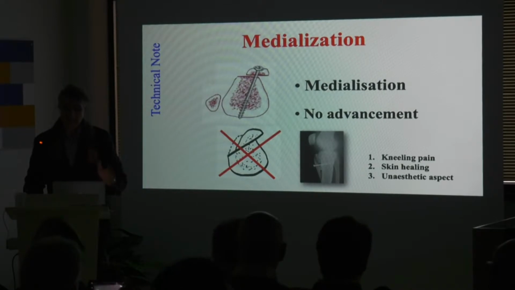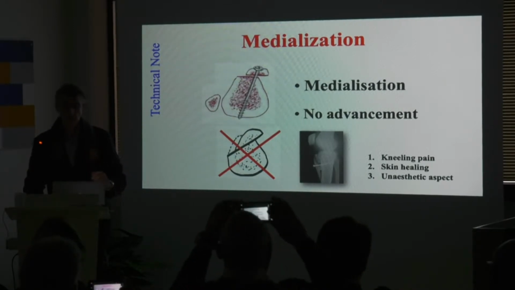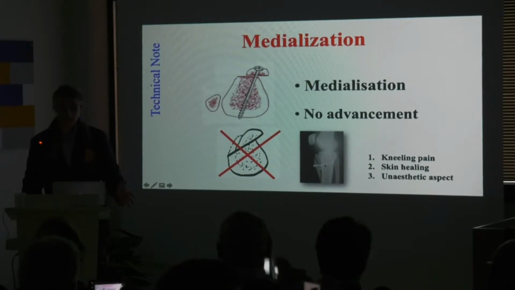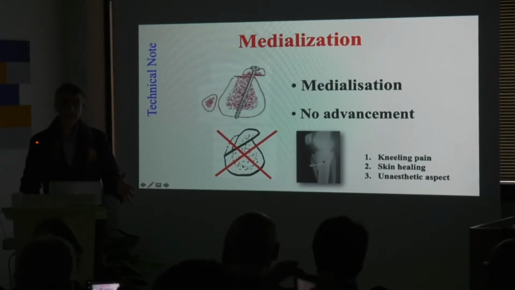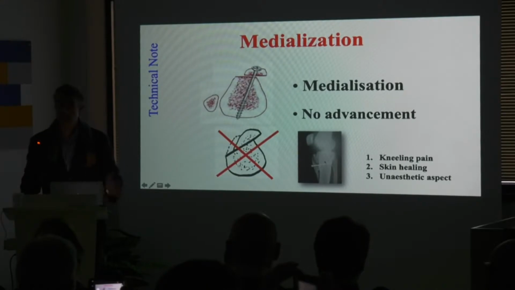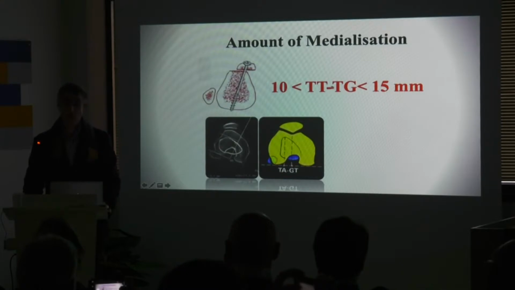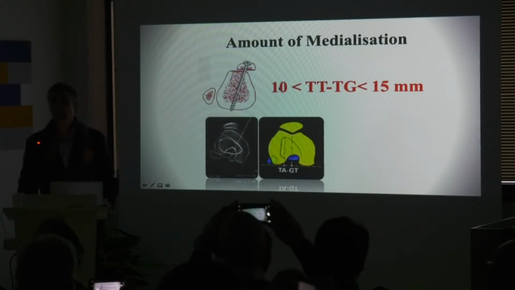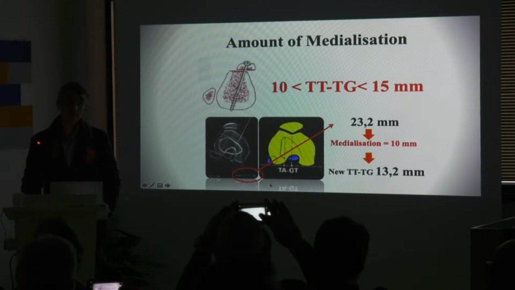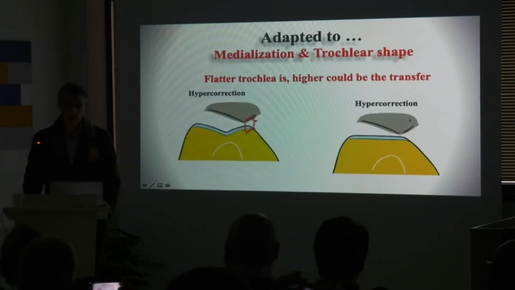No advancement, as I told you before, because this leads to terrific X-rays like that, which is the Mackay effect, which doesn't work except in the cadaver lab. So never do that. And the goal is to bring back the TTTG between 10 and 15, or 8 and 13 if you use MRI. So take the value you have on your CT or on your MRI, do the measurement, and correct it with your ruler.